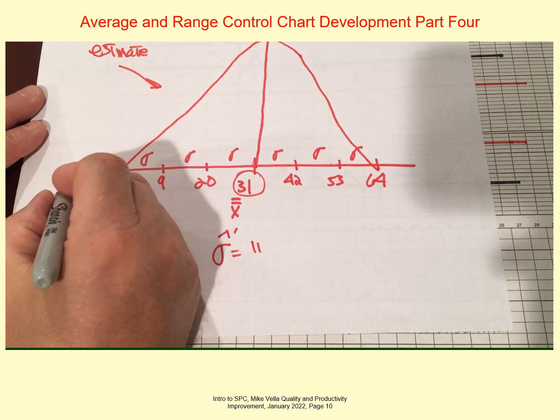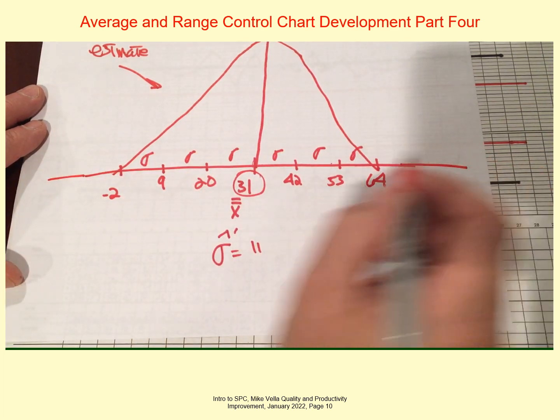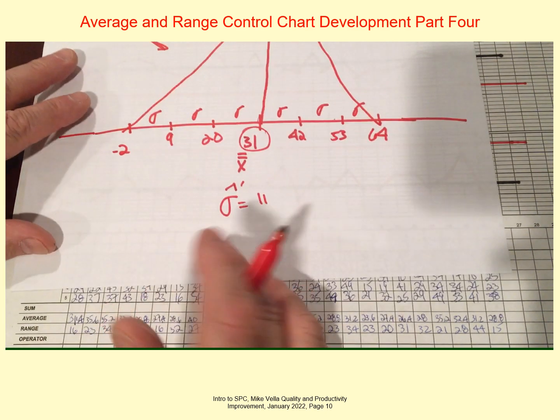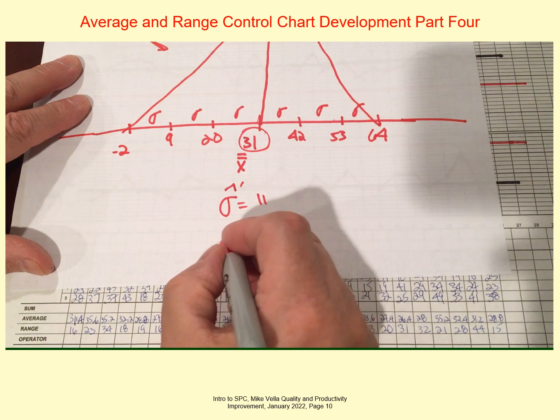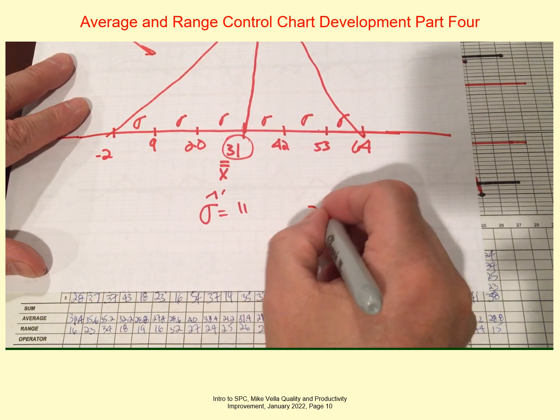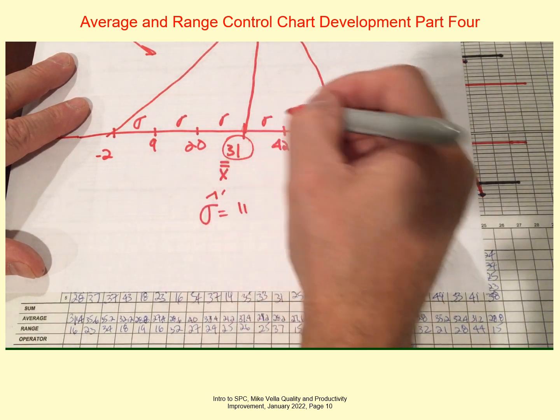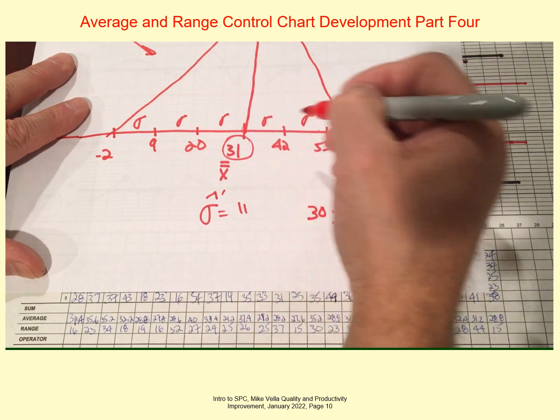Now, what does this tell us about our specifications? Well, I don't know what our specifications might be in this process. Let's just say, I'll make up some numbers, it's 30 plus or minus 10. So it'd be about 40, right?